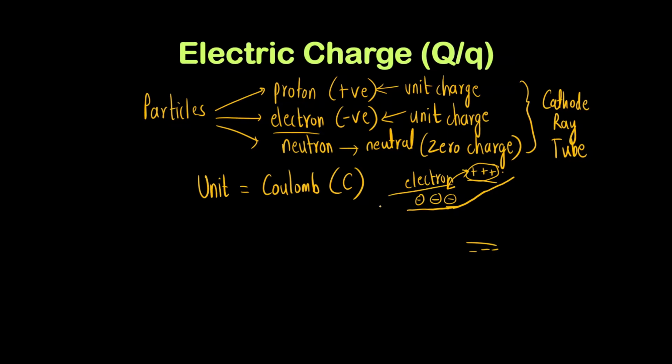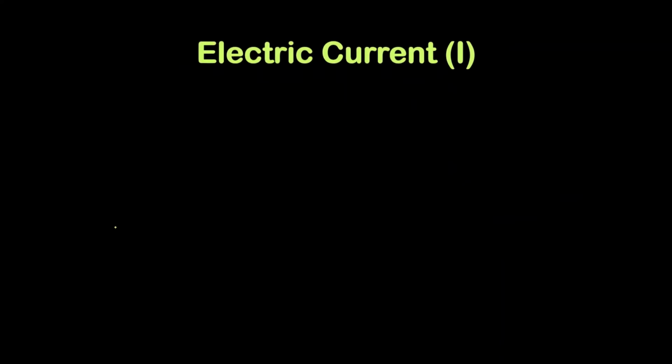Similarly, the proton deflected towards the negatively charged plate, so we came to know that the proton is positively charged. For neutron, there is no deflection, so it means neutron is chargeless. So the unit of electric charge is coulomb, represented by capital C. Now let us see the next one.